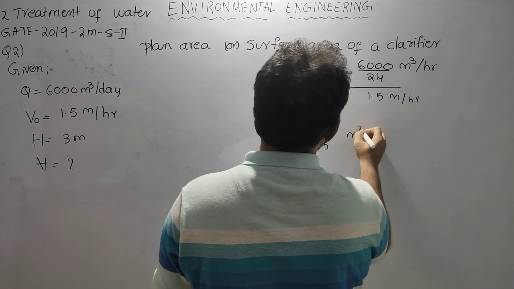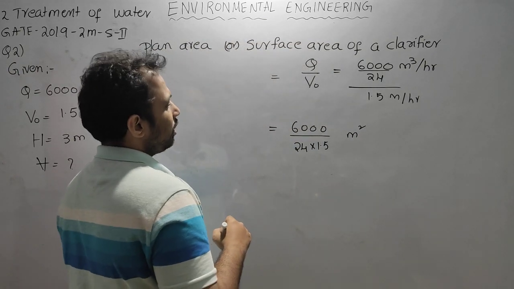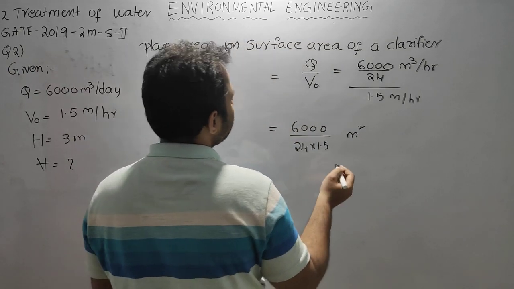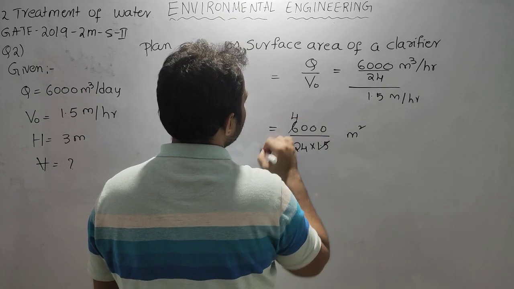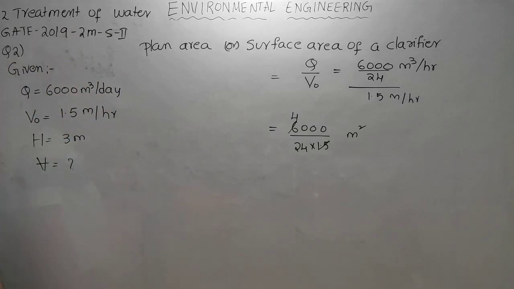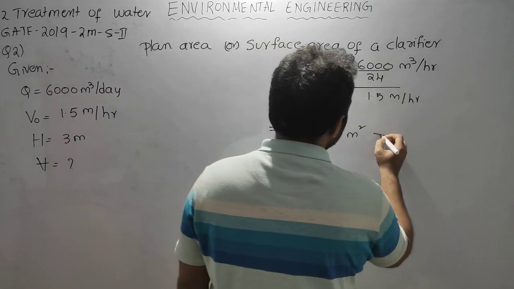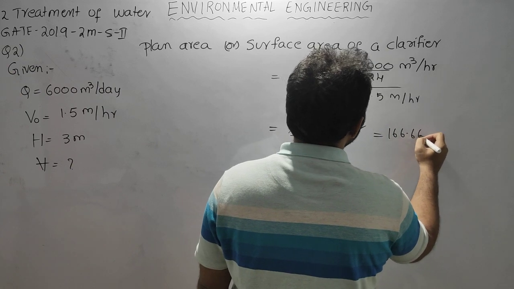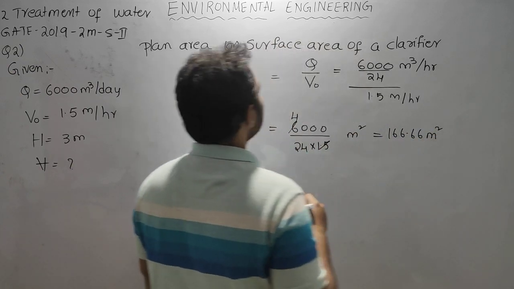This is meter square, right? So how much would it be? 6000 by 24, that means 250. Then it would be equal to 166.66 meter square. So this is the surface area.